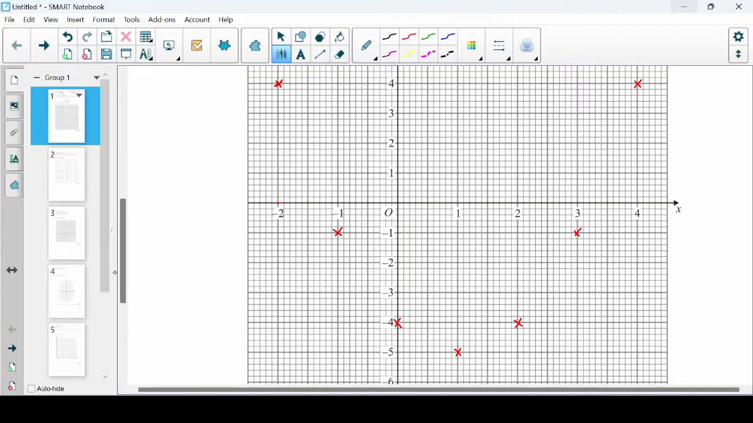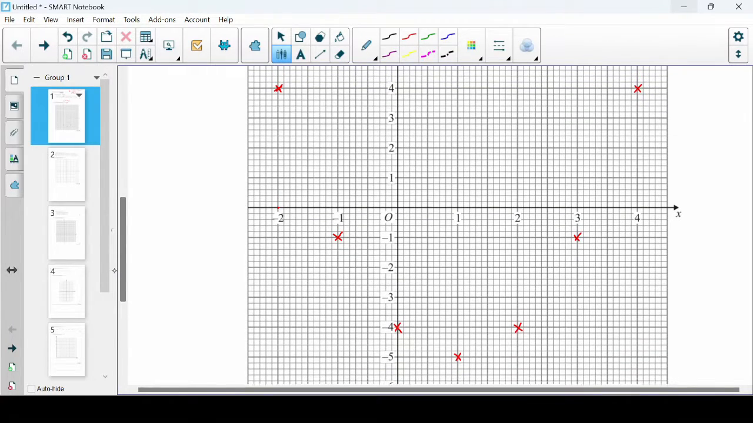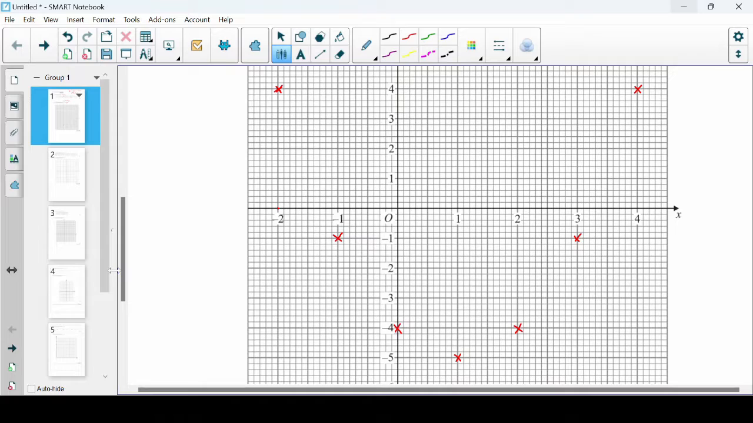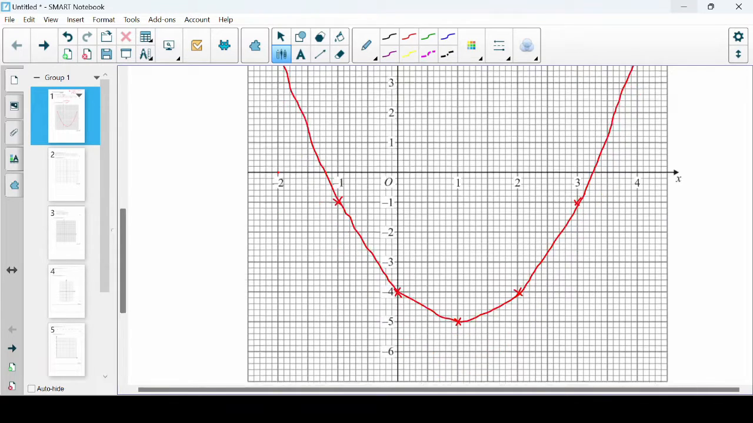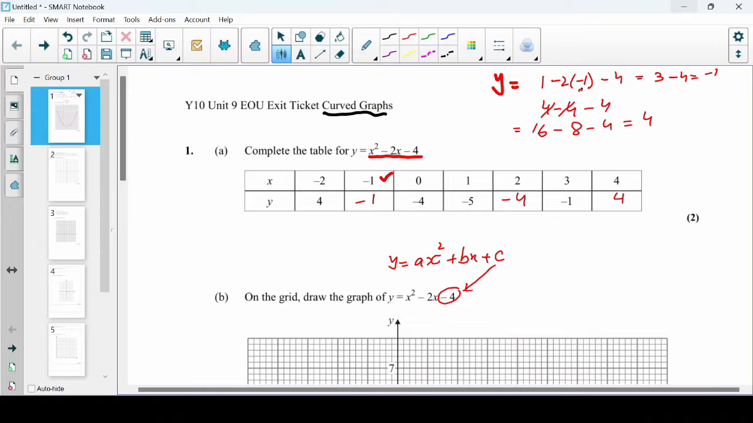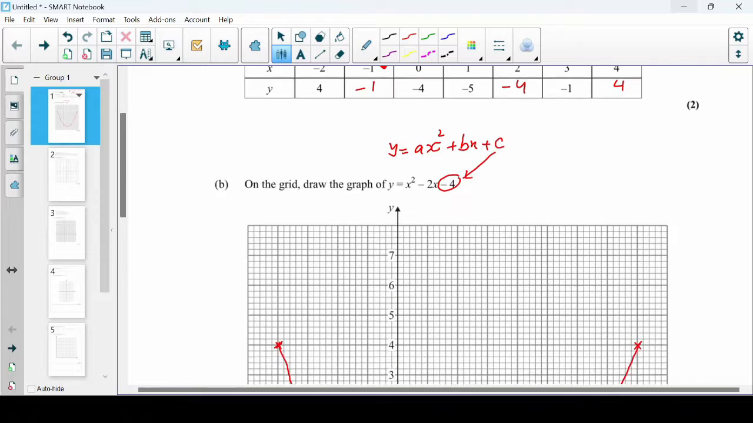So now these are the points with us. We just connect these points through a smooth line. So this is the curved graph which we obtain out of these. We had been given some of the values and we just filled in the rest. And if we have not been given the values, then we have to fill in all these values ourselves.